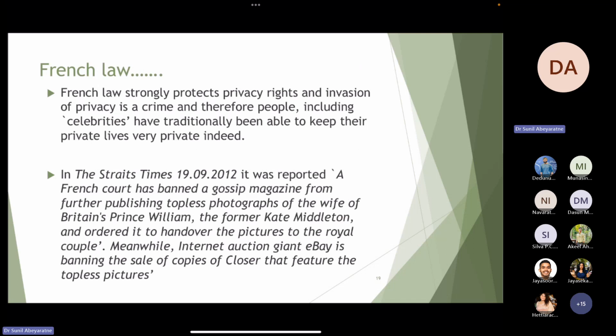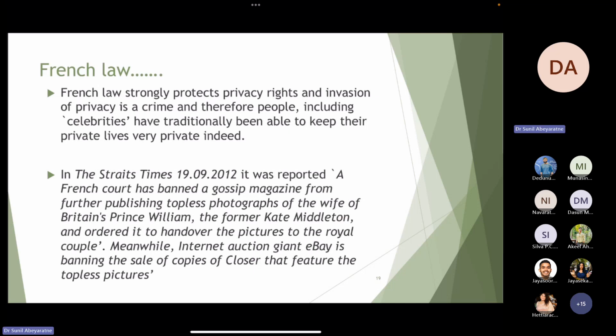Let's see what the situation is in France under French law. With a very narrow gap, only 24 to 30 kilometers between the UK and France, this is a neighbor country, the closest country to the UK. But as far as data protection law or privacy policies are concerned, we can see the opposite of English law. French law strongly protects privacy rights, and invasion of privacy is a crime, and therefore people, including celebrities, have traditionally been able to keep their private lives very private indeed. Now, this is the situation in France.